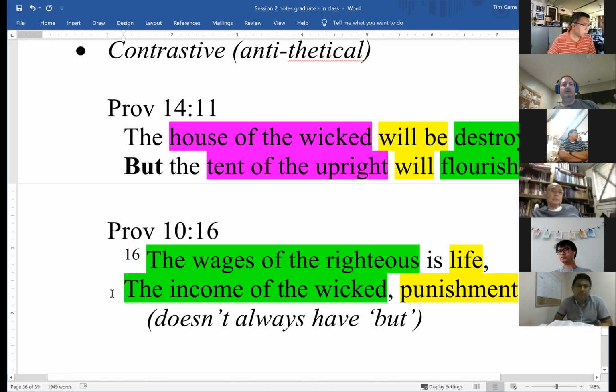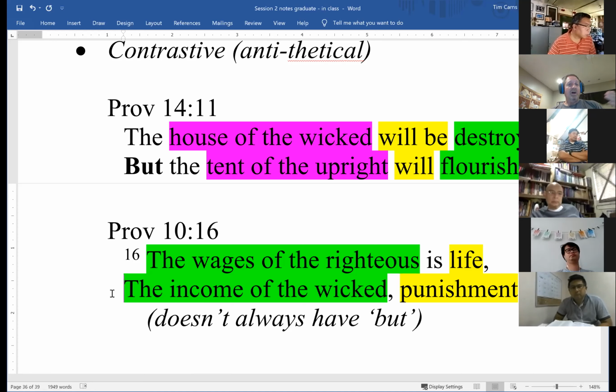So don't always look for a "but" or an "and." Sometimes the word "and" will be there, and it's still contrastive. All right? The idea. So you will often see the word "but," you will not always see the word "but." All right? So keep that in mind.